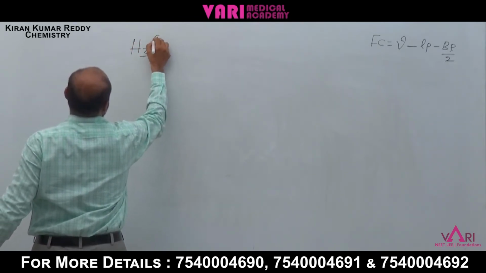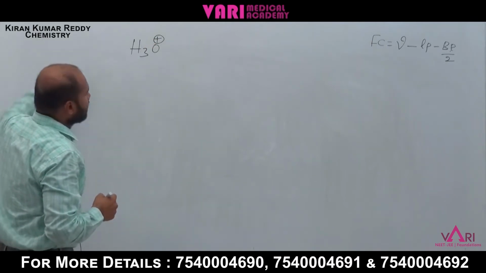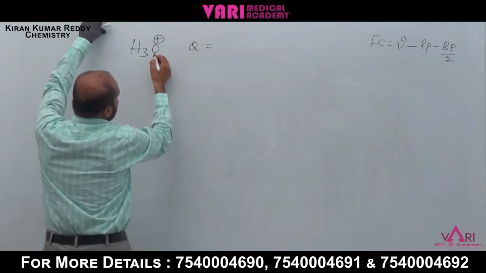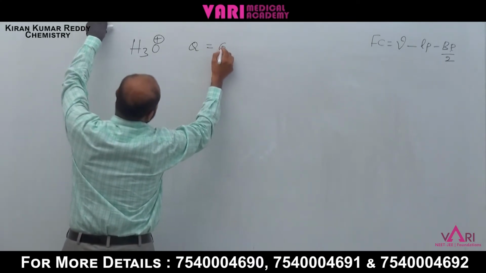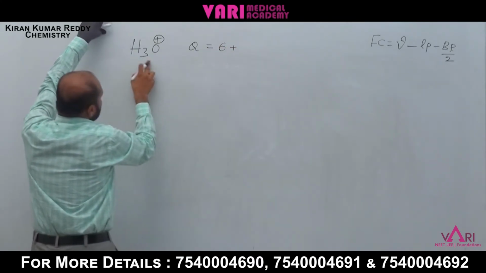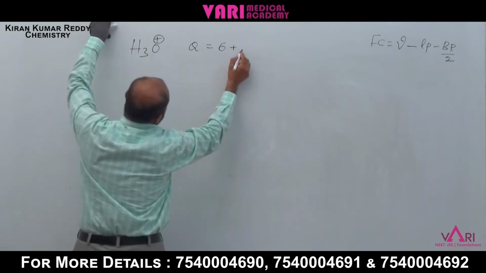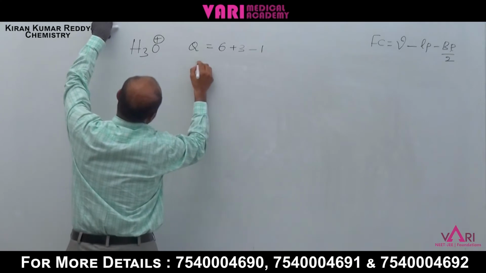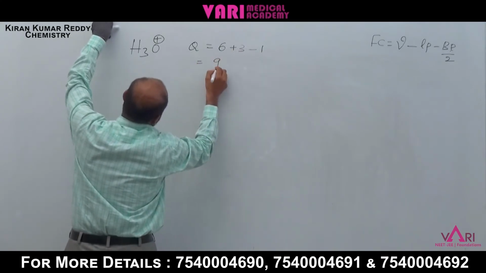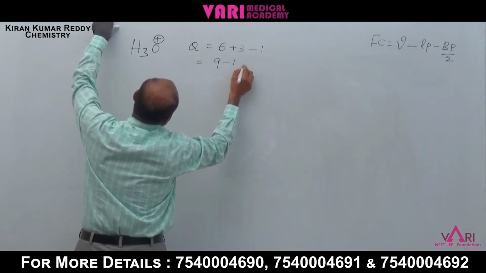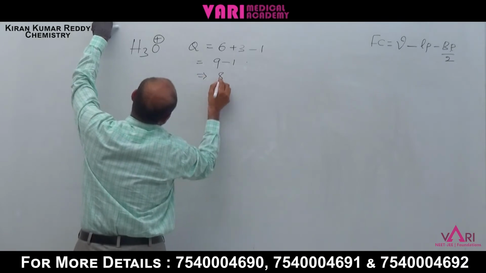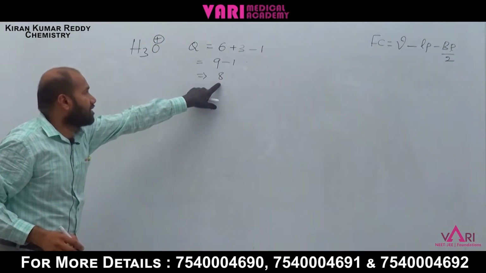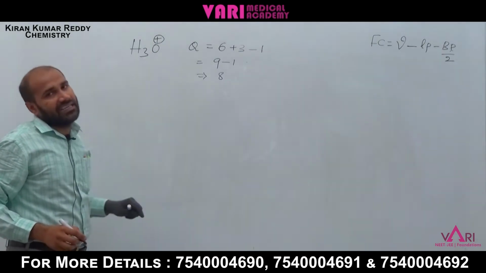H3O plus. In this H3O plus, here is the Q value. Q is equal to oxygen valency electrons 6 plus hydrogens. How many hydrogens? 3 hydrogens. Here is a positive charge, so minus 1. That is 6 plus 3, 9, minus 1, which is equal to 8. The total number of valency electrons of all atoms is 8.